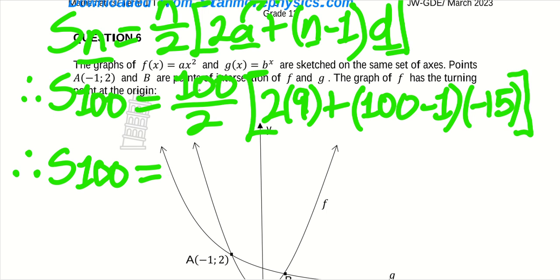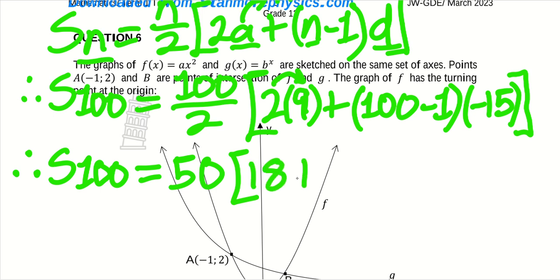We can just start by saying 100 divided by 2 is going to be 50, right? Half of 100 is 50. Then in brackets, here we have 2 times 9, which is 18, right? And then plus, then we have brackets here. In the brackets, it's 100 minus 1, and 100 minus 1 is obviously 99.